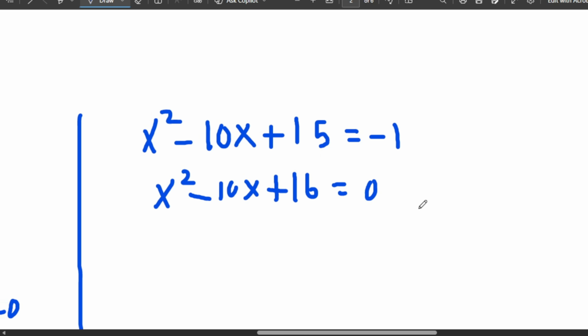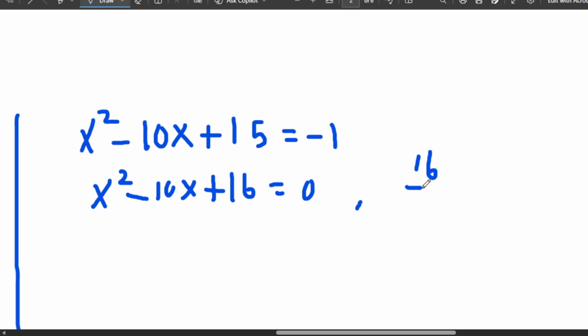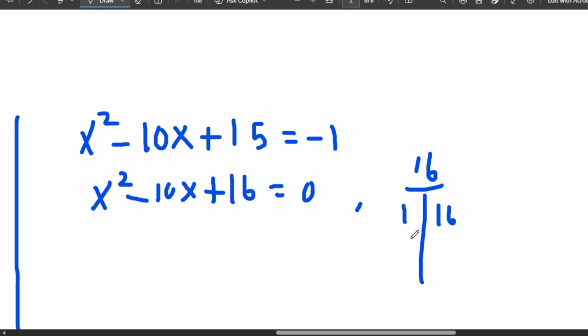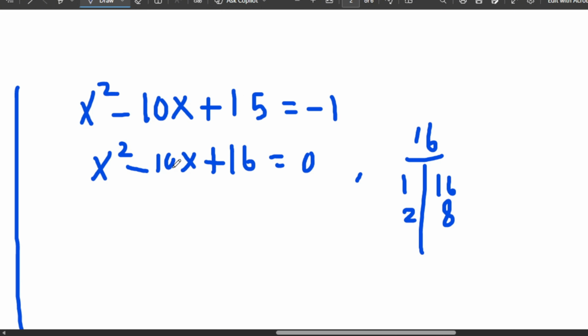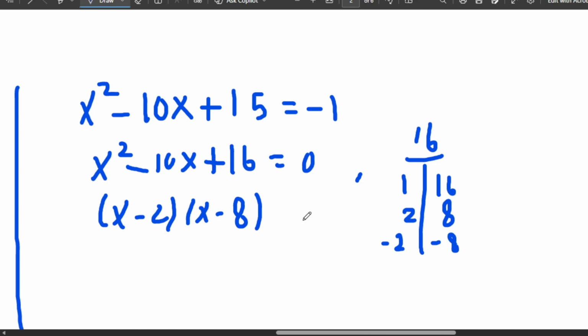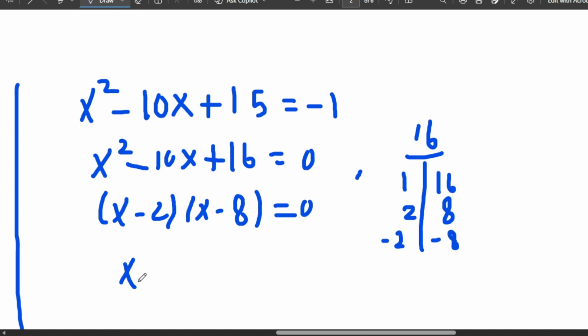And then we find the multiples of 16 that add up to negative 10. Let's try 1 and 16. No, of course not. Let's try 2 and 8. Okay, so 2 plus 8 is 10, but we need negative 10. So negative 2 and negative 8. So our solution is (x minus 2)(x minus 8) equals 0. So x must be 2 or x equals 8.